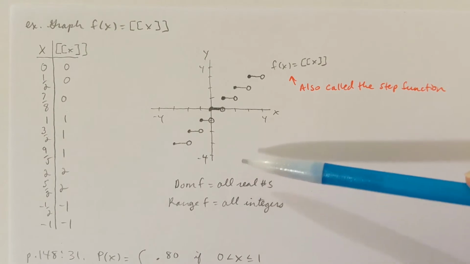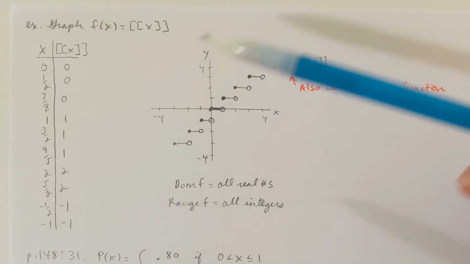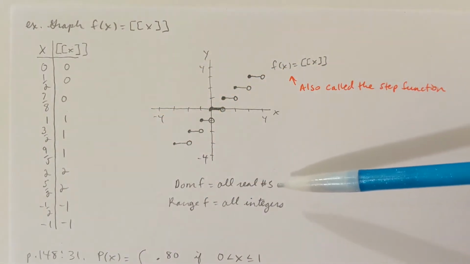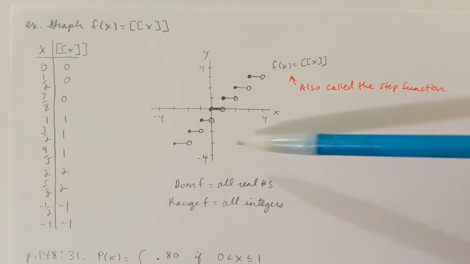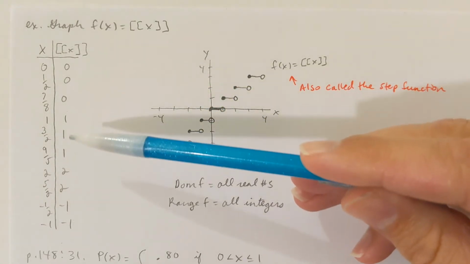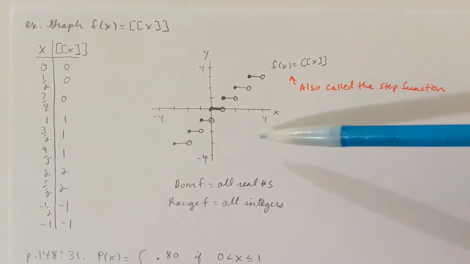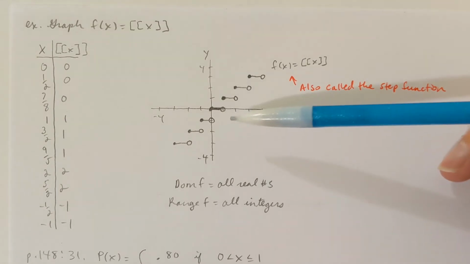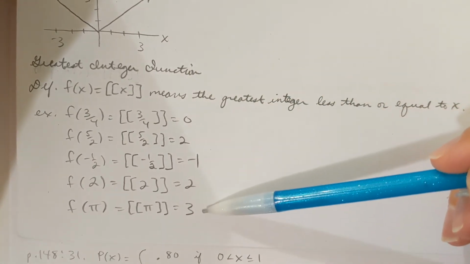Now the domain of this function is all real numbers, because I can let x be anything I want. All real numbers. Now the range of f is all integers. So I only get an integer value coming out of this: 0, 1, 2, -1. Those are integer values. By the way, this is one reason why we call this the greatest integer function, because we only get integers coming out of that.